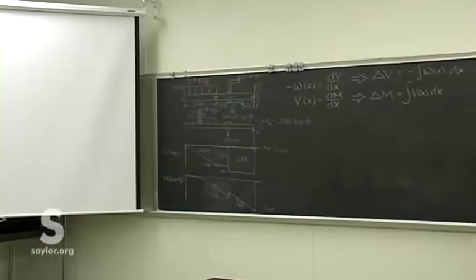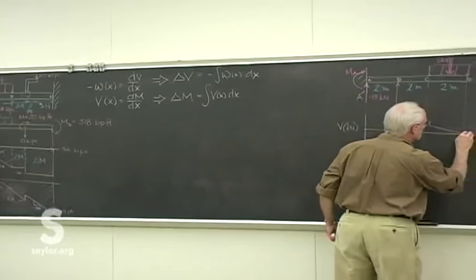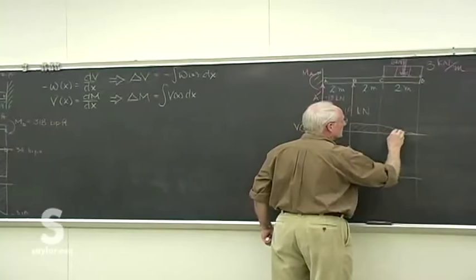All right, now we know that the slope of the shear diagram is minus the load, and we get to a free end. So we know we finish at 0. So it's a straight line coming in.